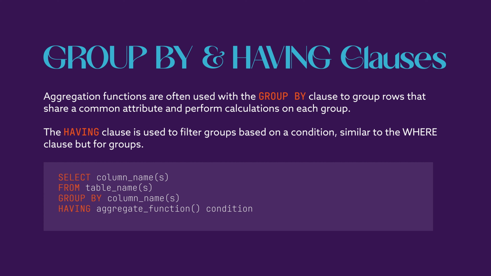Combining functions with the group by clause divides your data into groups based on specified columns, and then the aggregate function operates independently on each group. For example, you might want to calculate average sales by region, total revenue by product category, or count customers by country. Aggregate functions are often used with the group by clause to group rows that share a common attribute and perform calculations on each group. The having clause is used to filter groups based on a condition similar to the where clause, but for groups.